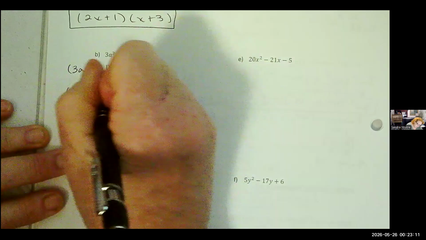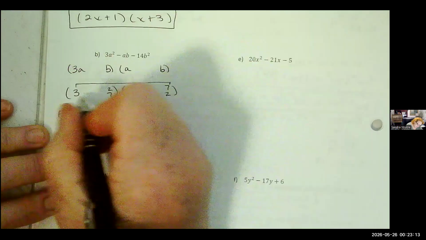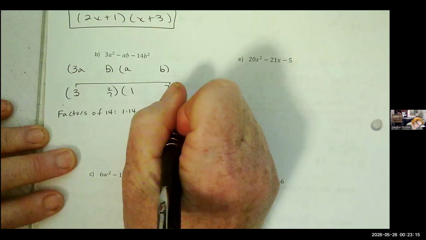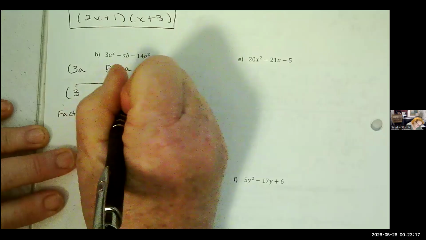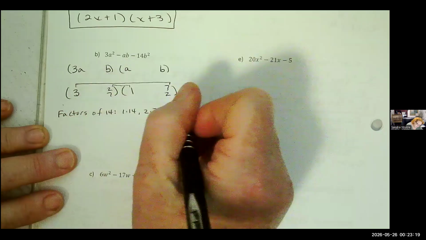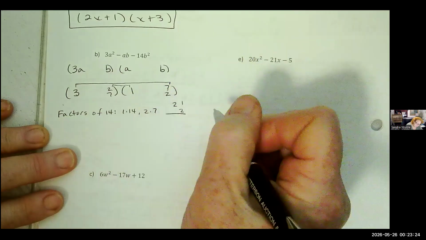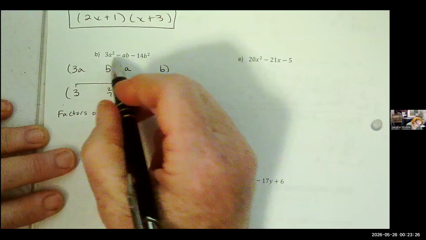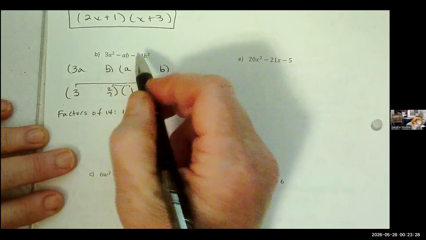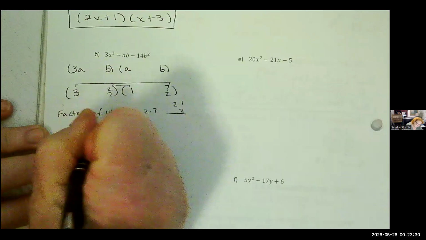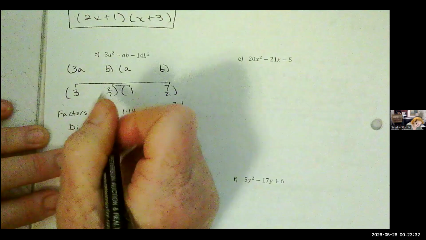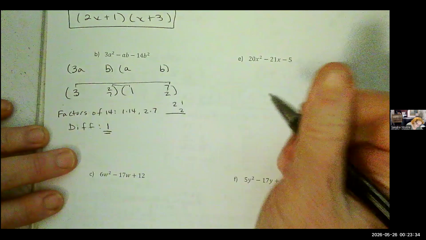3 times 7 is 21. And then my inner is 2 times 1, which is 2. Does that give, and this one's going to be a difference, remember, because the signs, you've got 2 negatives here. So the difference needs to give us a 1. That does not. So let's try.